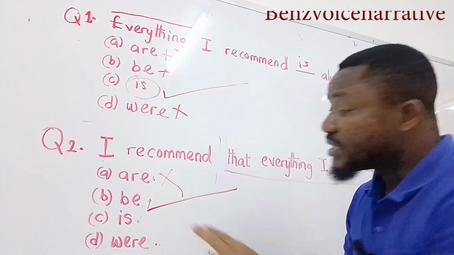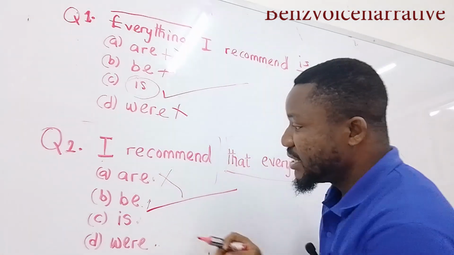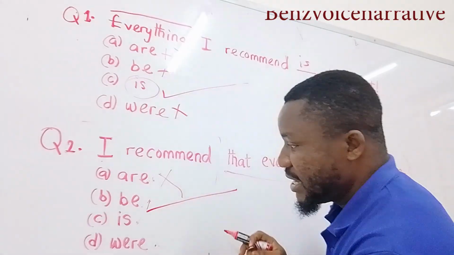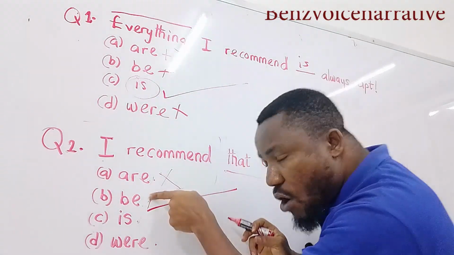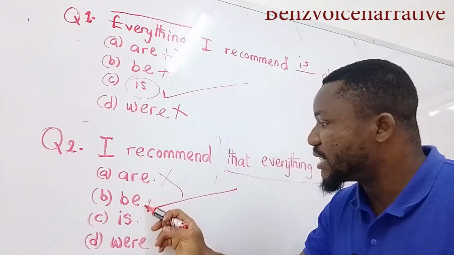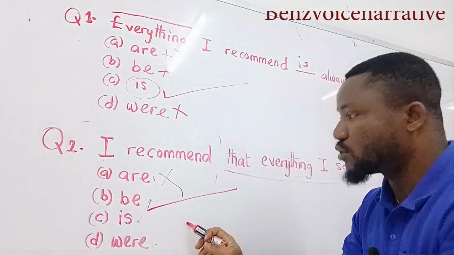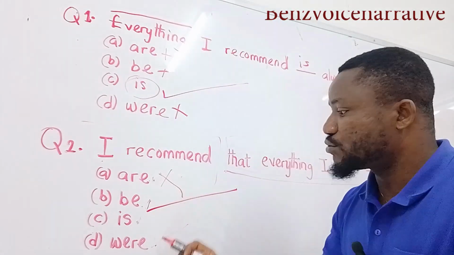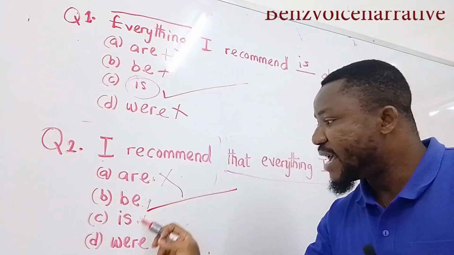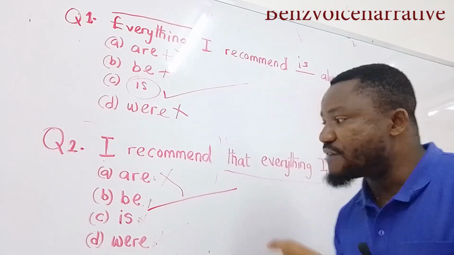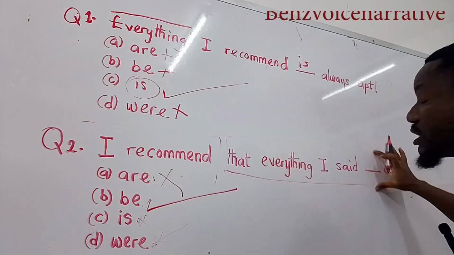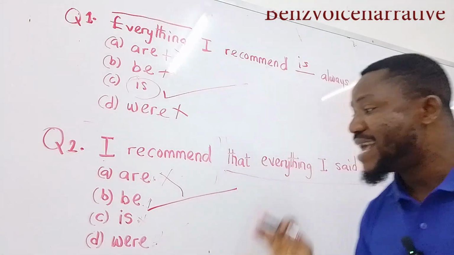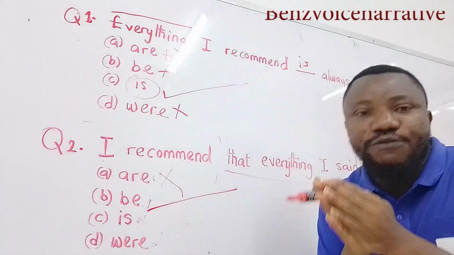The reason is the base form of are is be, the base form of is is be, the base form of were is also be. So this is the base form of all of these verbs here. Were is the past tense of are, and if are is wrong, then this is wrong. Is shows singularity, and remember that the verb in the mandative subjunctive structure doesn't show singularity. It goes back to the natural form of the verb.